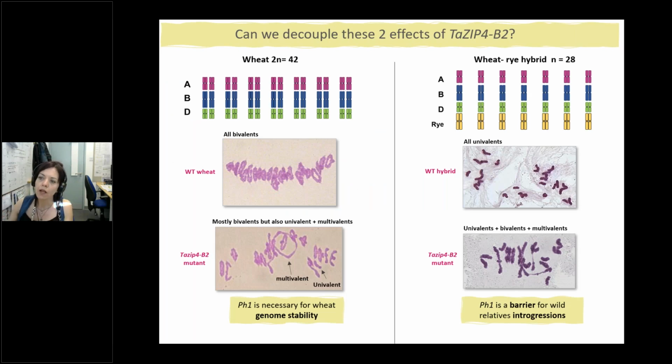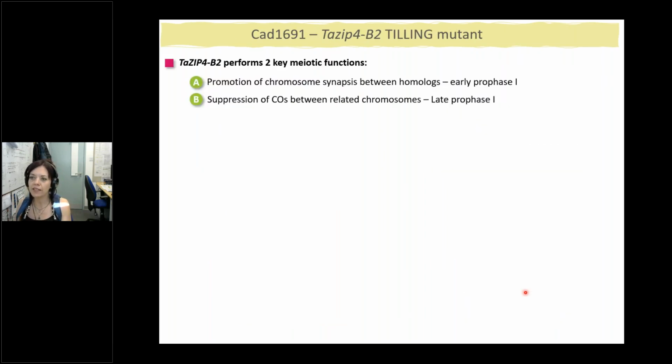But then, coming back again to this initial slide, although we now have better lines with only 1 gene, ZIP4, mutated, these lines still accumulate a lot of chromosome rearrangements and eventually will become sterile, which complicates their use in breeding. But wouldn't it be great if we could uncouple these 2 effects of ZIP4? And this takes me to the last part of this talk and our more recent work, which brings everything together.